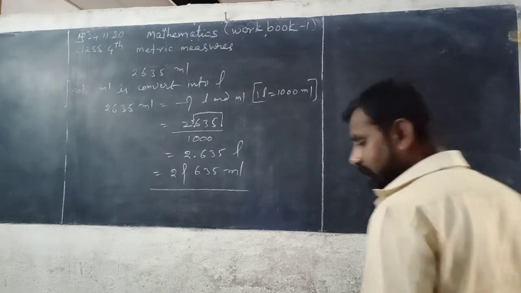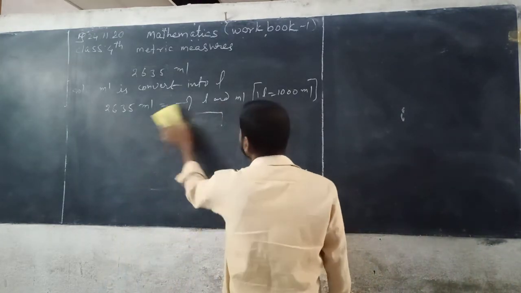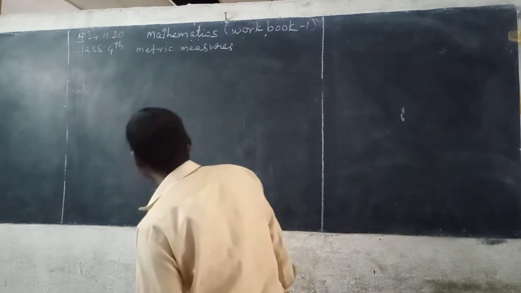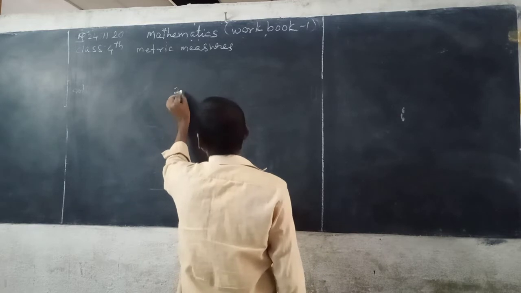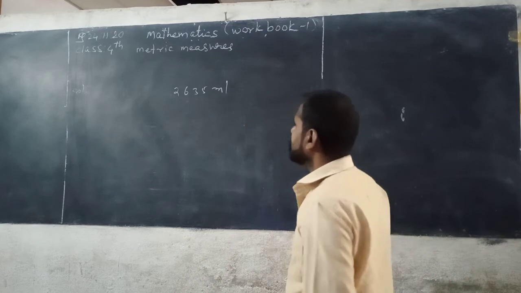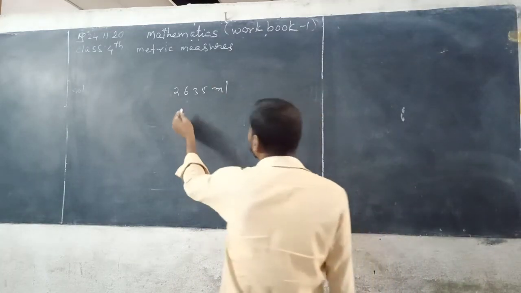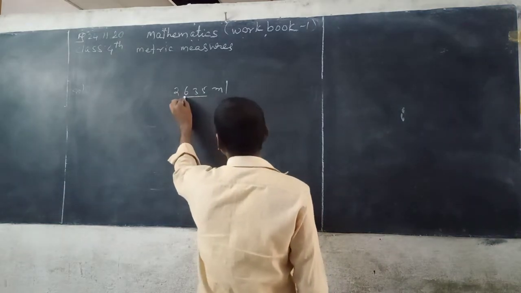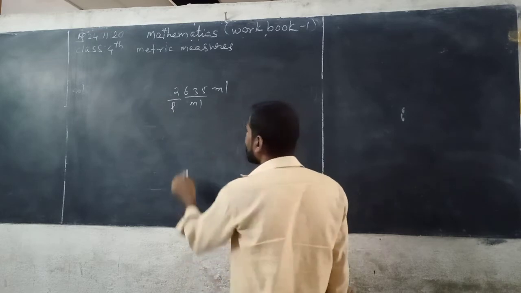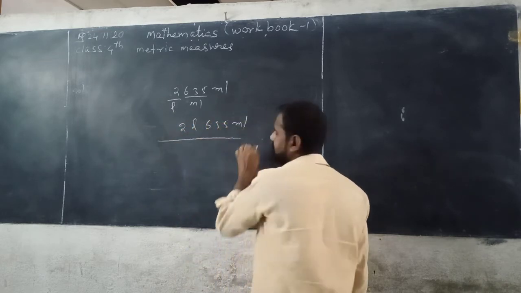Now see here, one easy method is there. Everybody listen carefully. The given problem is 2635 milliliters. This is converted into liters and milliliters. Means in a given number, from right the first three places go to milliliter, the remaining goes to liter. Then you can write 2 liter 635 milliliter directly.